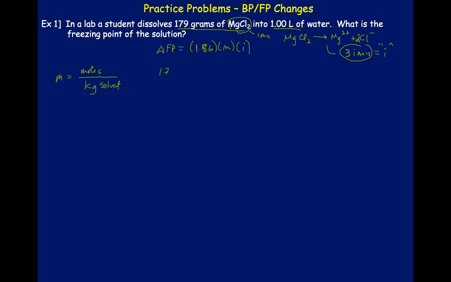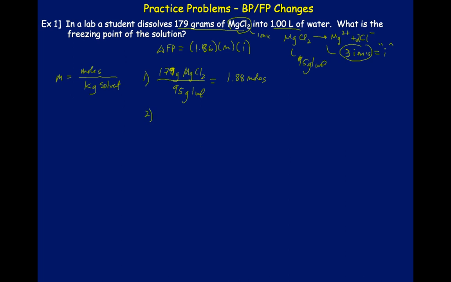So 179 grams of magnesium chloride, MgCl2, I'm going to divide that by 95, which is my grams per mole, my GFM. You can do that quickly here. GFM is 95. If I do that, I'm going to get 1.88 moles. So that's my first step.